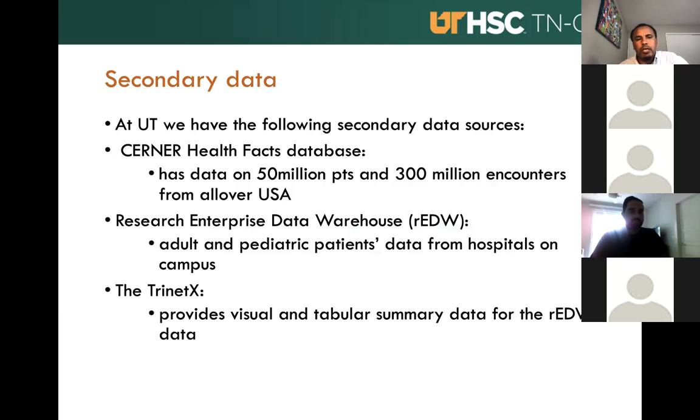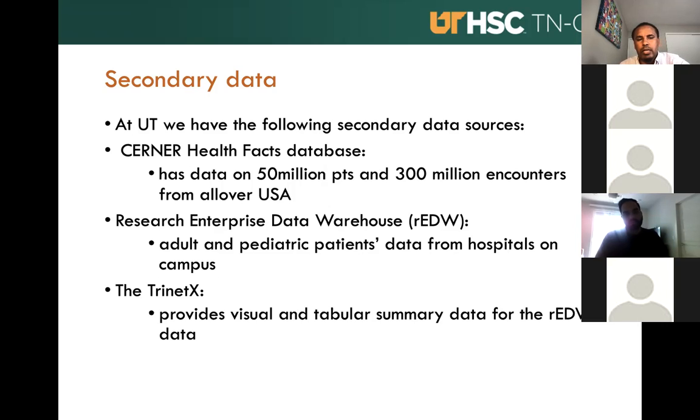So at the University of Tennessee, we have quite some data that researchers can use. Among these is the Cerner Health Facts database. The Cerner Health Facts has data on about 50 million patients and over 300 million encounters from all over the USA. So it's one of the largest databases. Researchers can search online on UTHSC and propose a study, and they can ask the CBMI department to extract data for research.